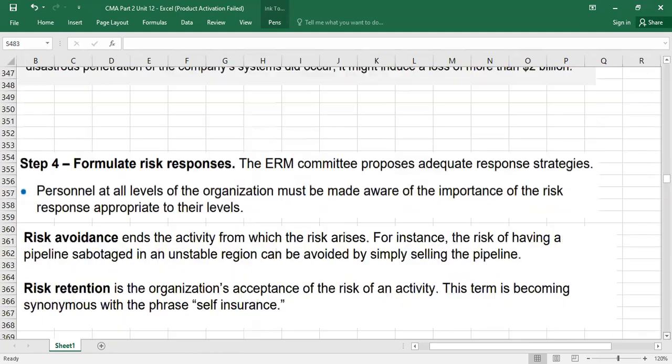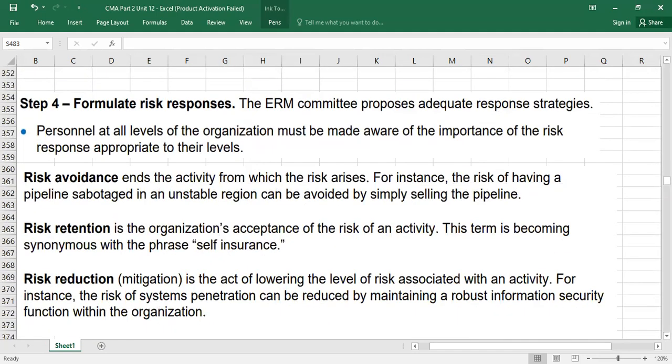Now we are moving down to step number 4. Step number 1 was identification of context. Step number 2 was identification of risk. And step number 3 is about risk analysis, which is risk assessment and prioritization. And now step 4 is about formulation of risk response.